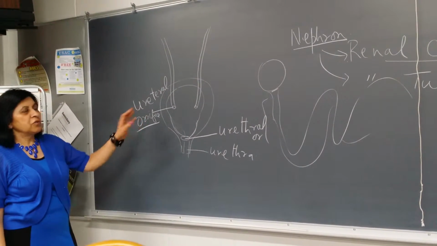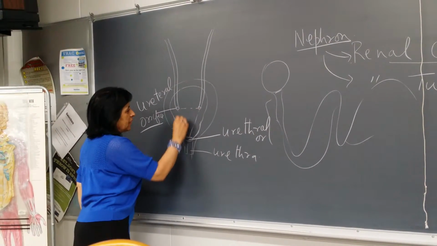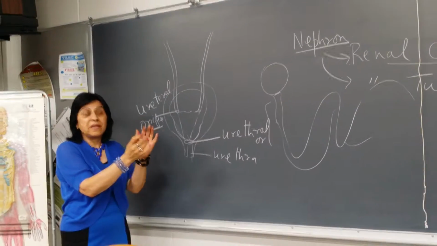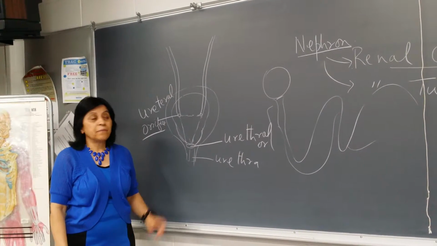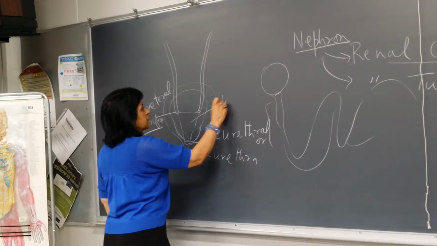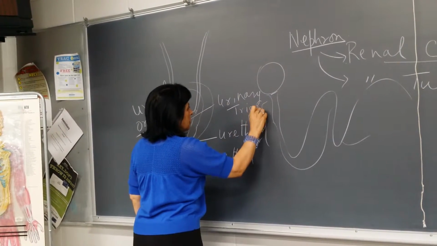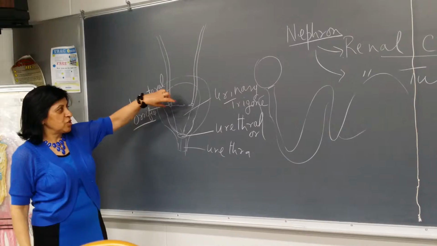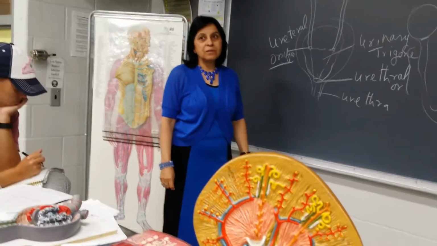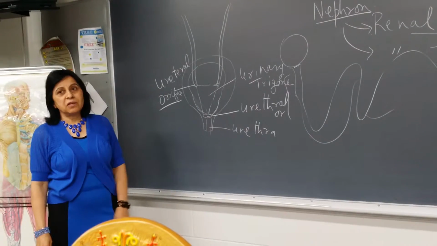Urethral orifice, ureteral. Now what we see is, there is a part of the urinary bladder that is triangular, and it looks like a little triangular space which is surrounded by three openings. This triangular part is called the urinary trigone. There are two openings here, one there, and the part of the wall surrounded by these openings is the urinary trigone.